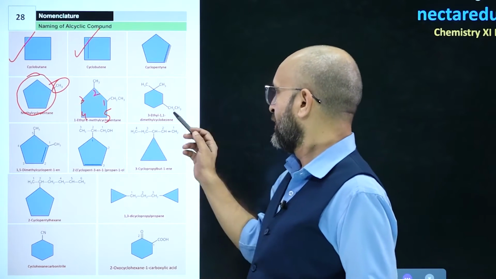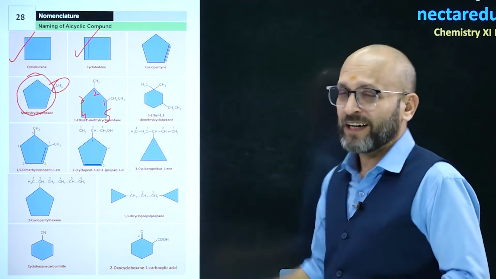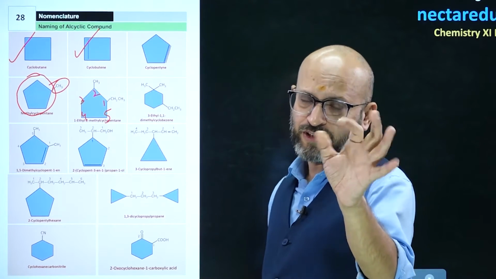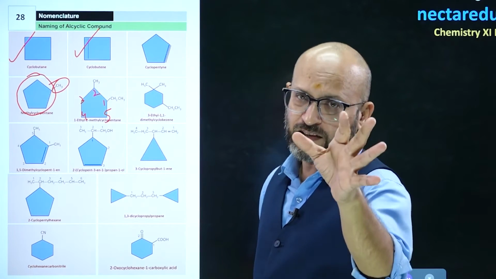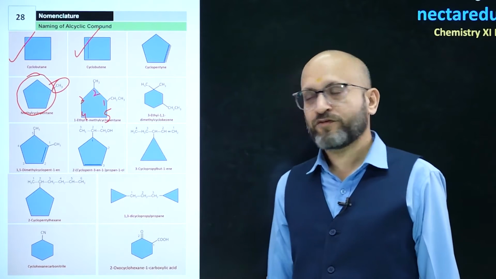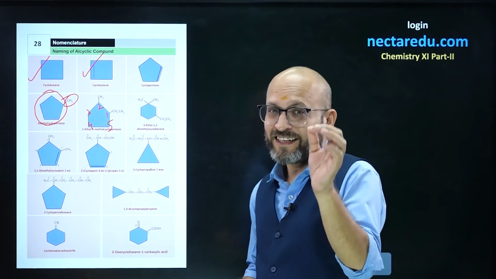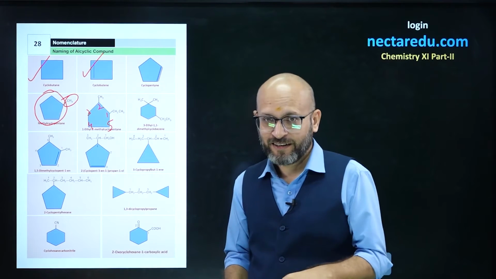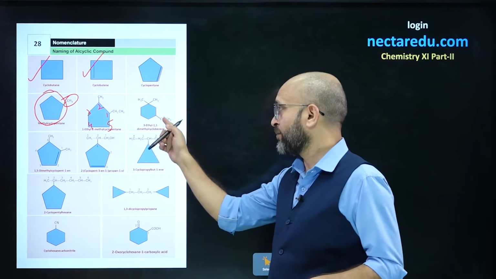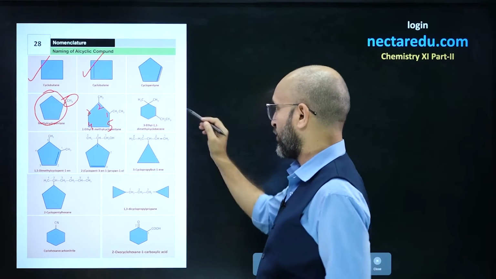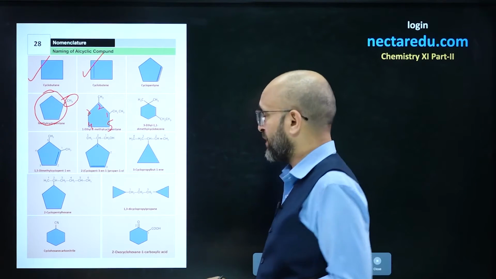Alright, here you have 2 methyl groups and 1 ethyl. So I'll give you a moment to think. What should the numbering be? Should we start from ethyl or should we start from methyl? So I think you must have thought that numbering should be done from here, right? No, numbering has not been done from here. Why are we not doing numbering from here?